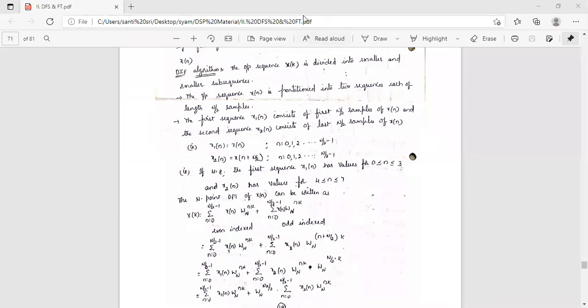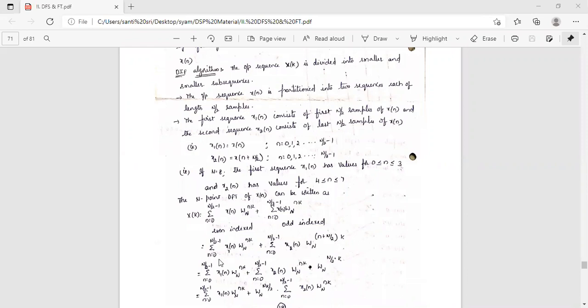So the first one is the even indexed one, and the second one is the odd indexed one. So sigma n equals 0 to N by 2 minus 1 x1 of n into W_N power nk plus sigma n equals 0 to N by 2 minus 1 x2 of n into W_N power (n plus N by 2) into k. Here x2 of n is x of n plus N by 2.